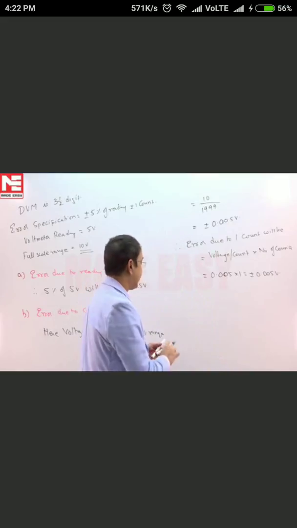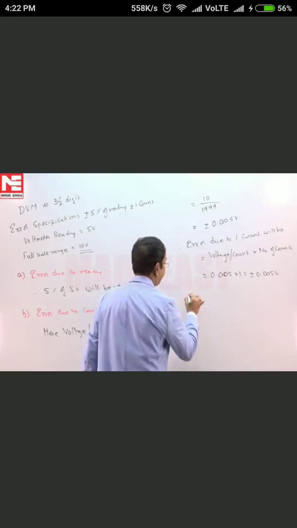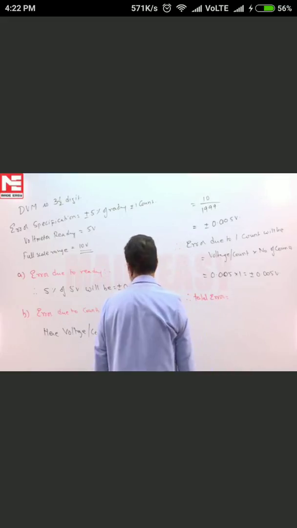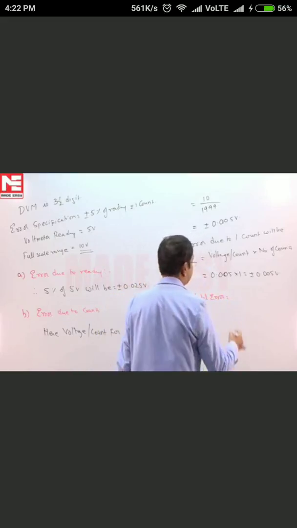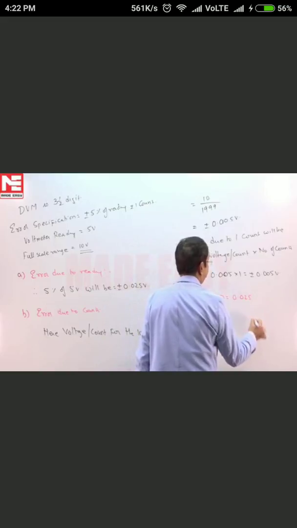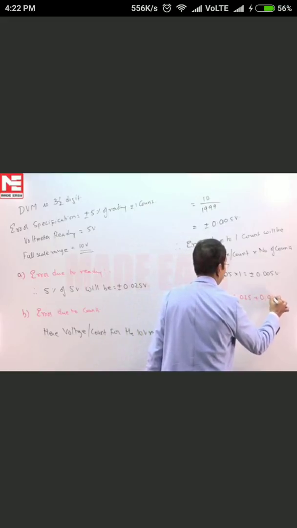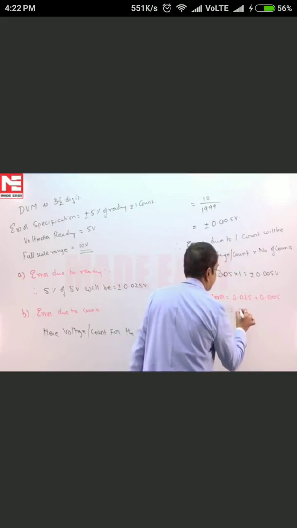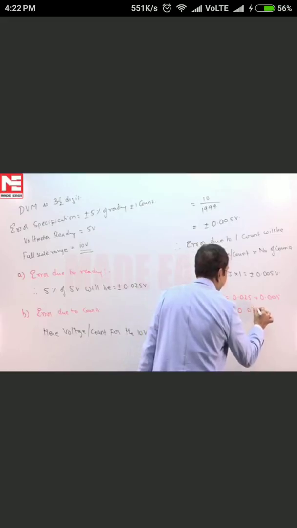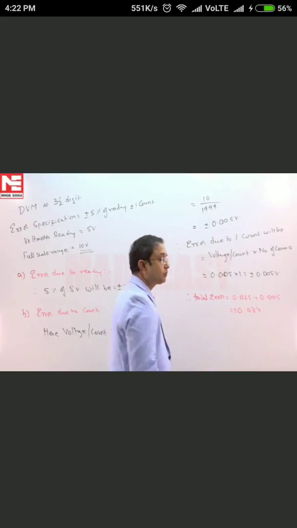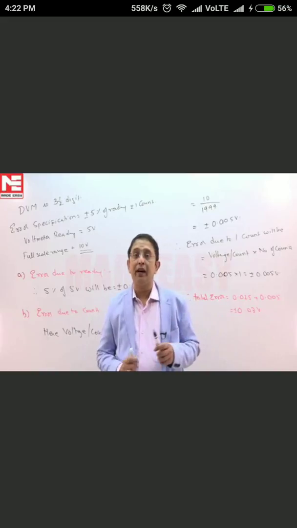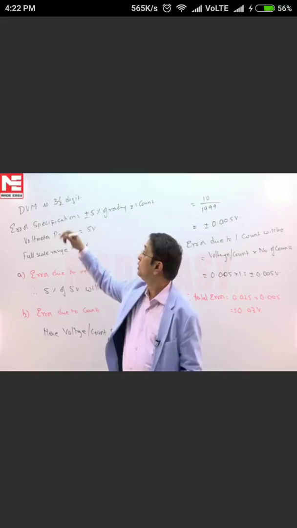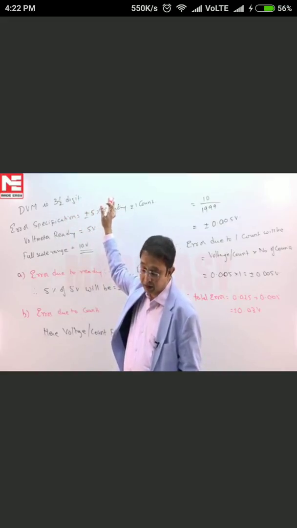So total error in this case is going to be the sum of the error due to the reading, that is 0.025 plus 0.005, which is the error due to the count. This is going to be how much? This is going to be 0.03 volts plus or minus. Now, this is the absolute value of the error in the measurement of voltage in a voltmeter whose error has been specified in these terms.